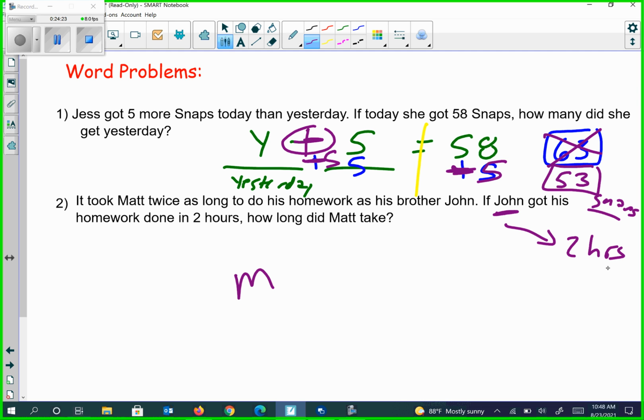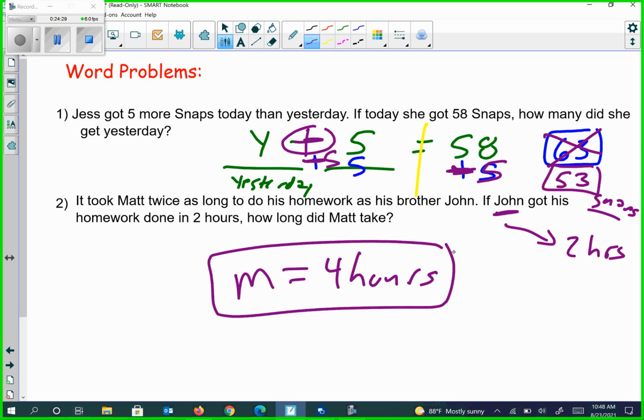Agreed? Ooh, hang on. I'm pretty sure we could say this is going to be 4 hours, but let's say I said you have to make an equation. How are we going to decipher John in 2 hours and Matt is 4 hours? Since you already know, you're not really talking about John in the equation. You're just talking about the 2, so you can just do 2 times 2 because it's twice as long, and then that equals the amount of hours.